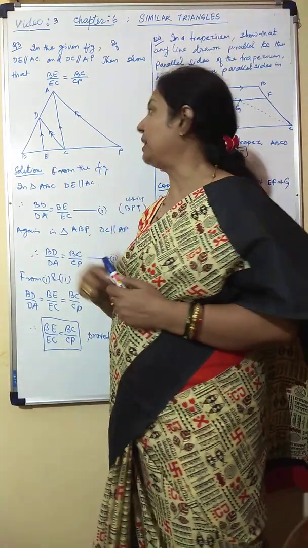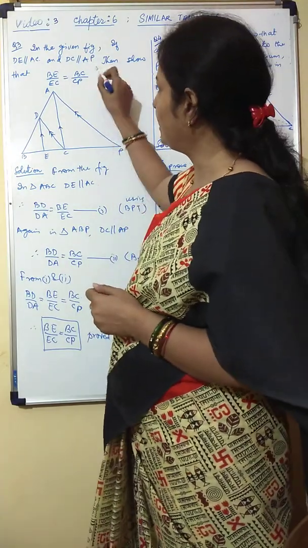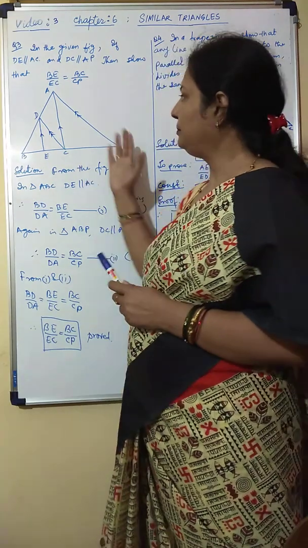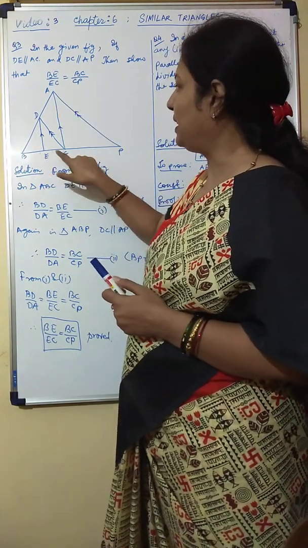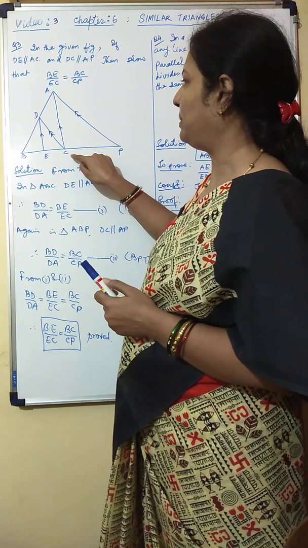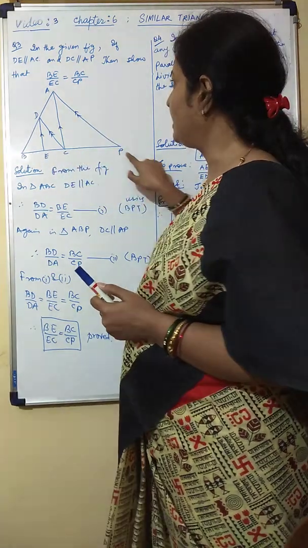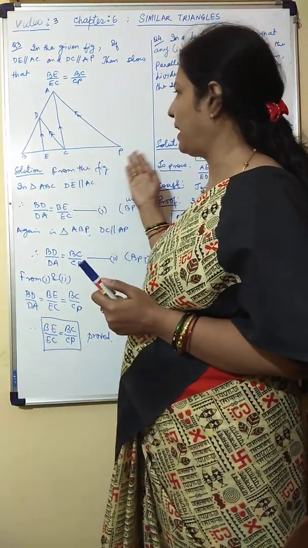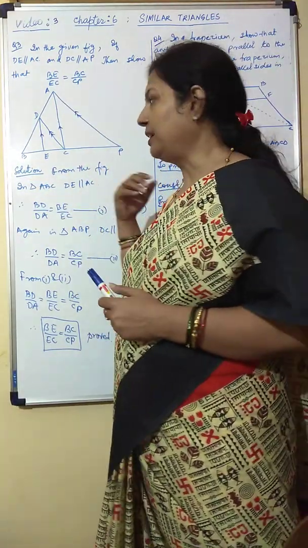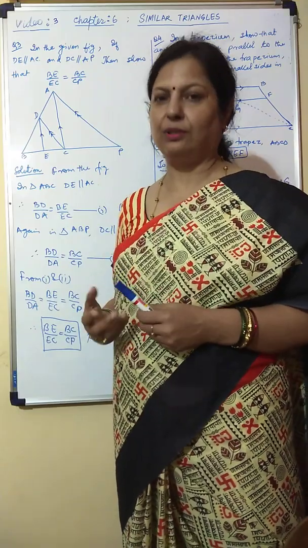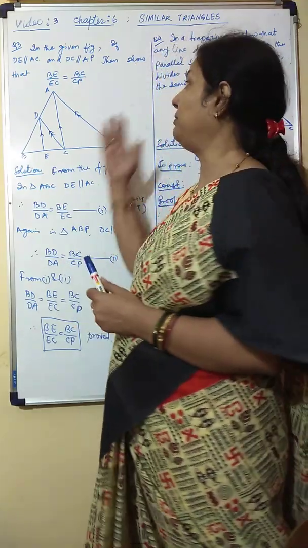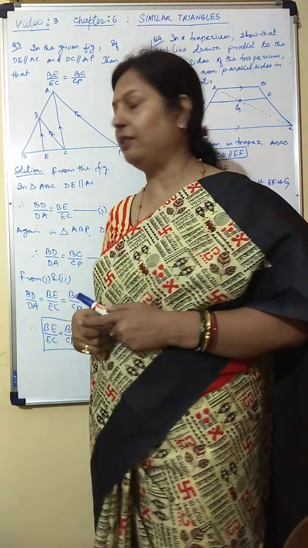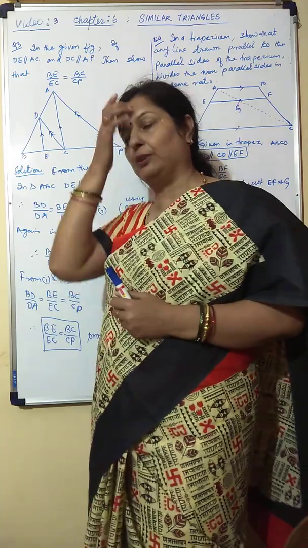Something you see here is that these ratios are not part of the same triangle. These ratios, BE and EC, are part of triangle ABC, and BC and CP are part of a second triangle ABP. So can we compare these two ratios using the basic proportionality theorem? Can we prove these parts to be equal using the basic proportionality theorem? Let us see if we can do it.